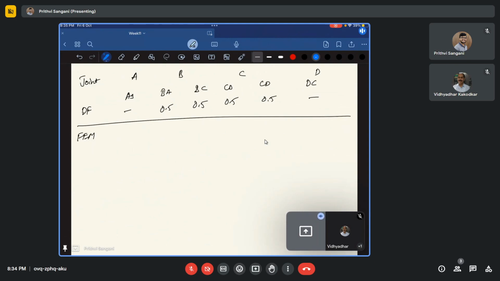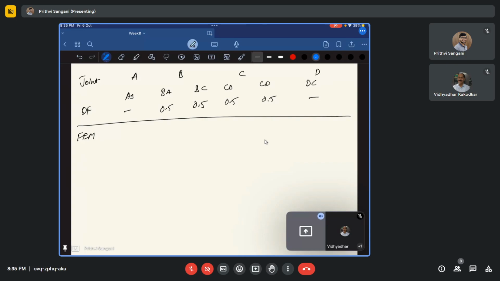So again, if you remember, previously when we had both rotations and displacements, what were we doing? First, we rotate the joint and find the moments, and after that we apply some displacement and find the moments. Then we add them together, right? So the same procedure applies here also.